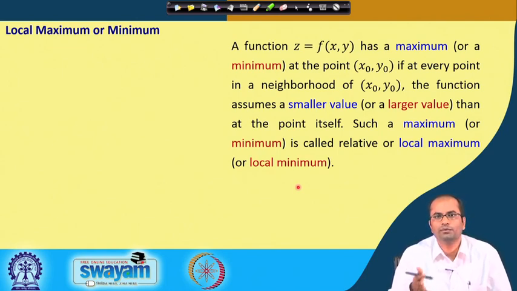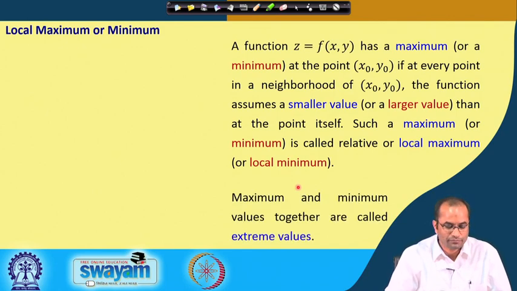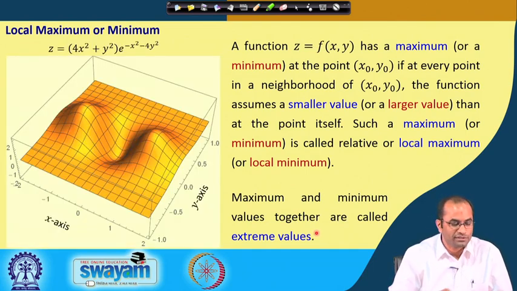So, if at all other points in the neighborhood of this point the function is taking smaller values, then we call that this is a local maximum, and if the function is taking larger values in the neighborhood of a certain point, then we call that this is a point of local minimum. And these maximum and minimum values together are called the extreme values.